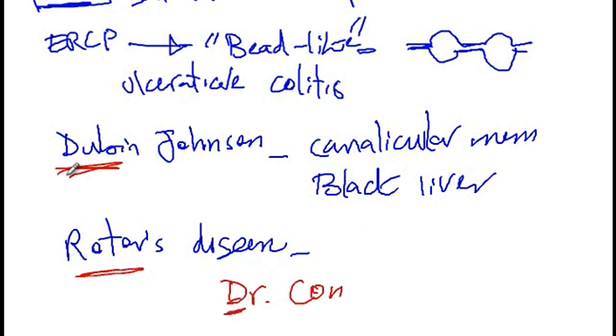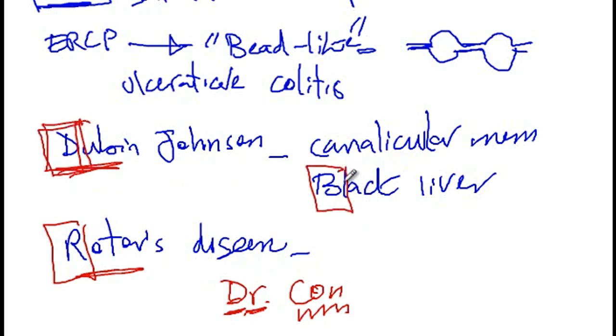So D goes for Dubin-Johnson, and then R goes for Rotor's disease, which are associated with conjugated hyperbilirubinemia. The other memory aid that I have for you that will help you remember Dubin-Johnson is associated with black liver. So every time you're calling on the phone, you have to spell out D from B. So you say, for instance, D like David and B like Bob.